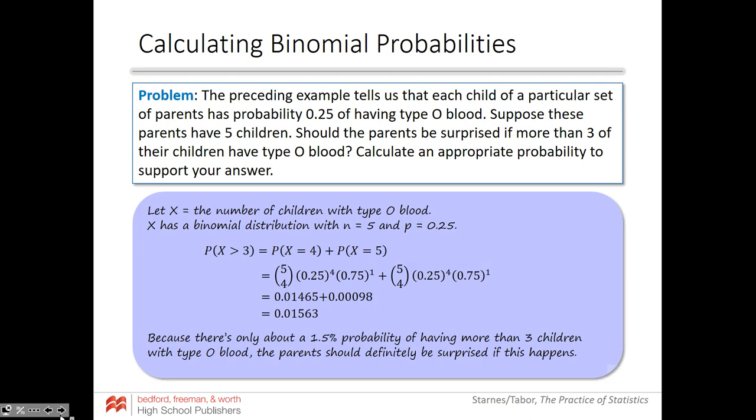Again, we've already established that this is a binomial distribution. But if I asked you this question cold on a quiz or something, you would have to go through the four conditions to tell me this is binomial before you use these formulas. So what we're going to do is find the probability that X is greater than 3, because it says more than 3 of their children have type O blood. The probability that X is greater than 3 is the probability that X is equal to 4 plus the probability that X is equal to 5. So now I have 2 of these binomial formulas that I'm adding together.